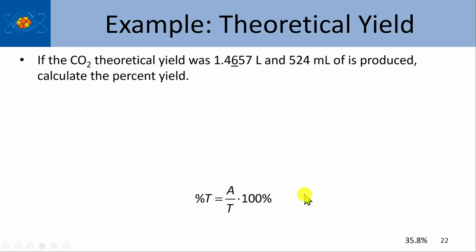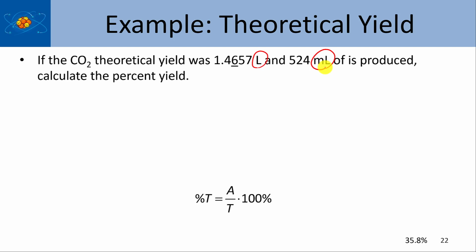Okay, just to add on to this example, an example of a theoretical yield, it's kind of some of the things you could watch out for. It says if the CO2 theoretical yield was 1.4657 liters, and it's 3 sig figs so I underlined the 6, and 524 milliliters of gas, I left the word out, is produced, calculate the percent yield. So you can calculate the percent yield based on the volumes as well. But the only catch is this one is in liters and this one's milliliters. So to actually do the calculation, they have to be in the same unit.